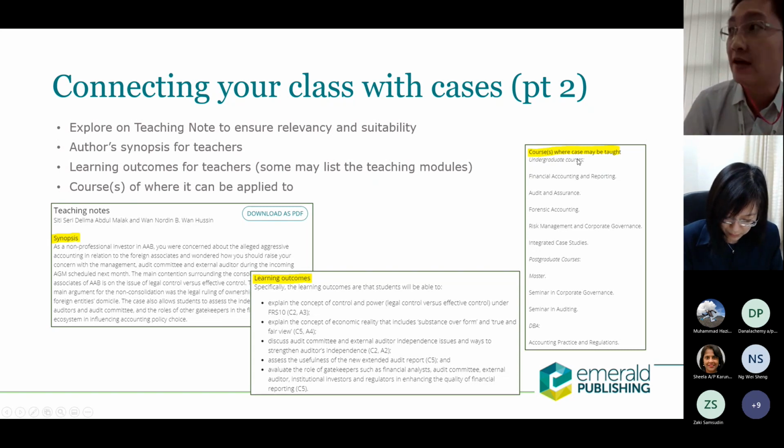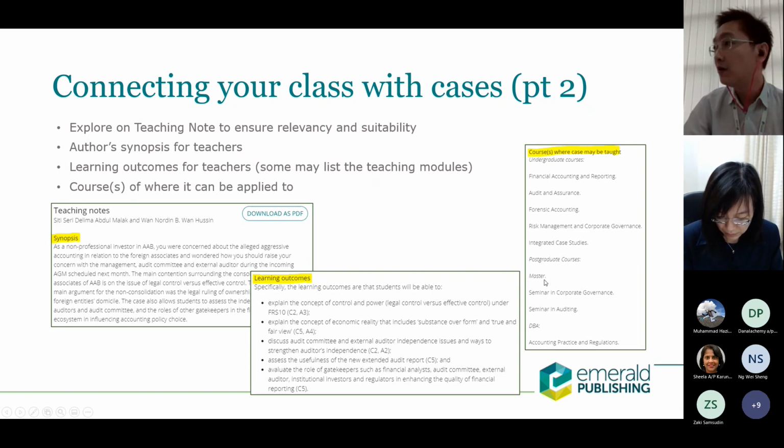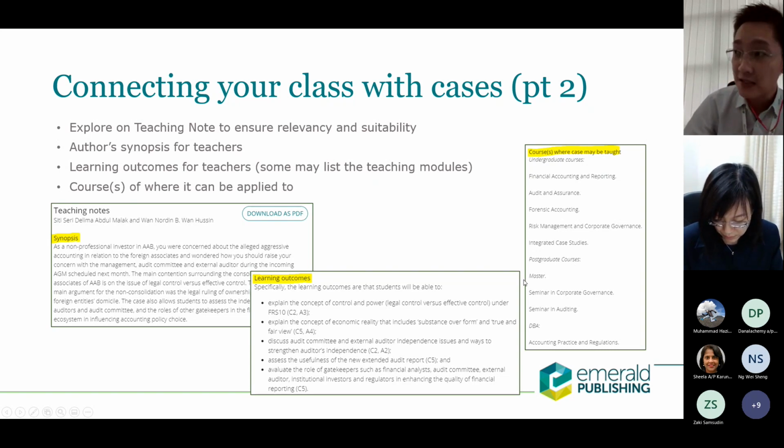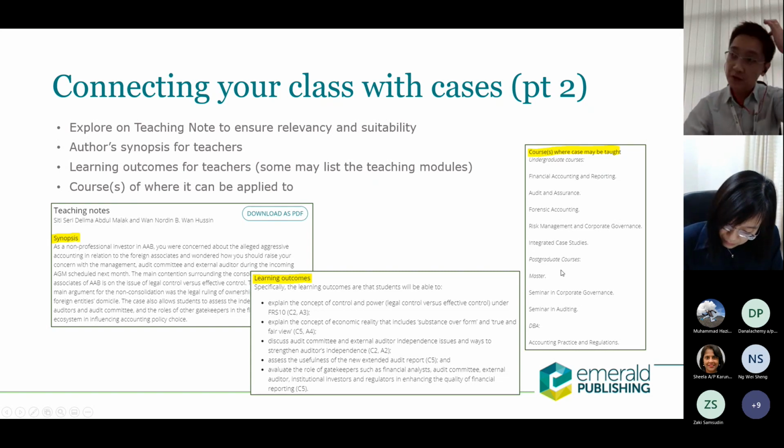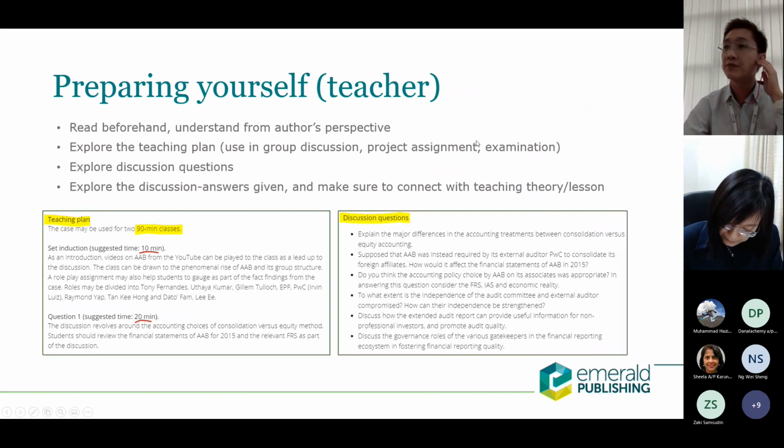So some courses where cases can be taught: undergraduate courses, for example, financial accounting and reporting, audit and assurance, forensic accounting, which is good. Postgraduate courses, for example, for master, DBA, accounting practice and regulation. So this will give you an idea who are the preferred or suitable groups to use these particular cases.